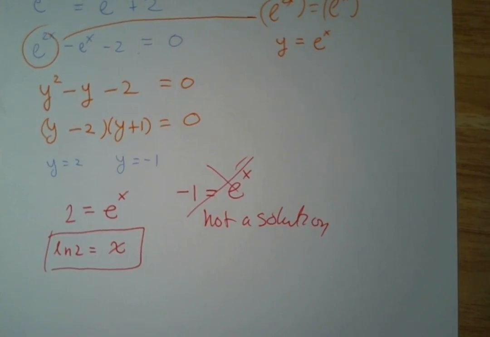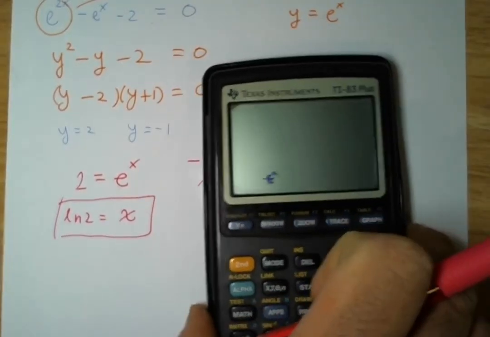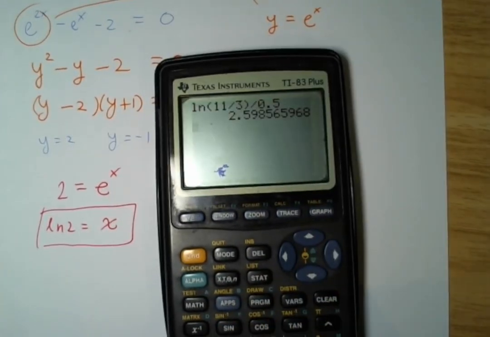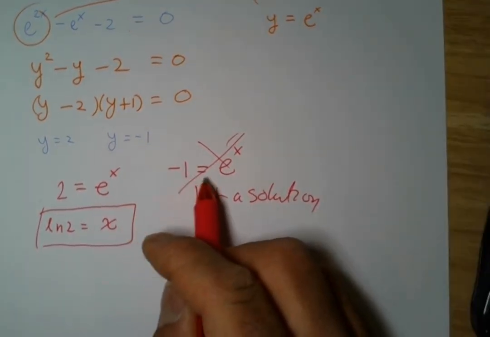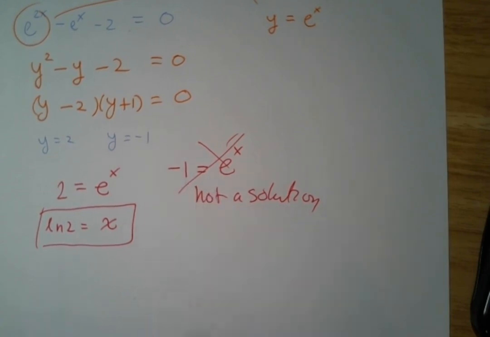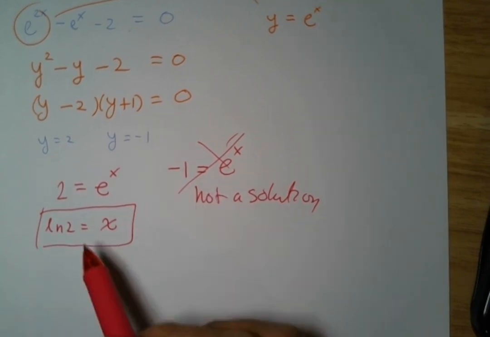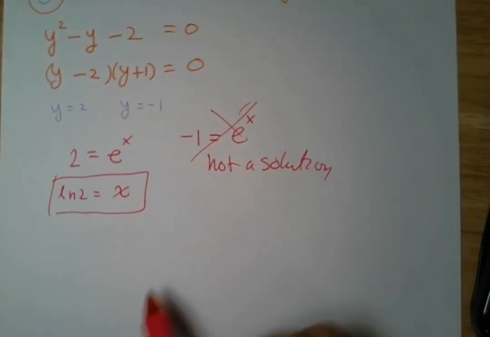And if you didn't see that initially, when you try to evaluate, let's say, natural log of negative 1, you'll get an error. The problem is right here, there's just no solution. So we have one solution, that being x is equal to the natural log of 2.